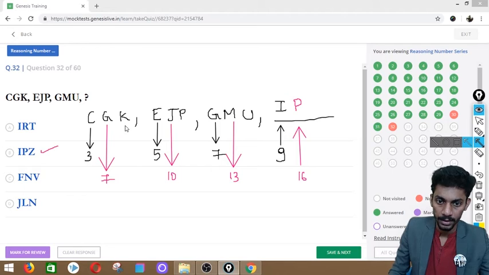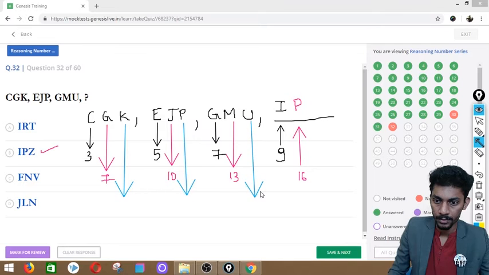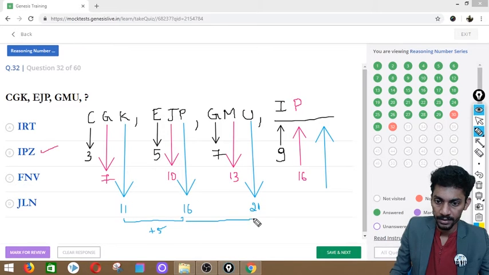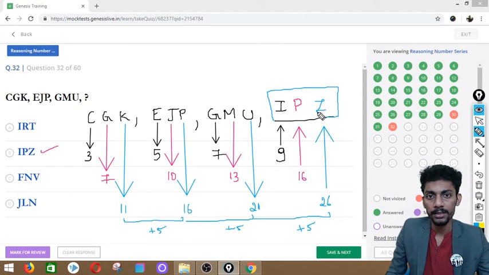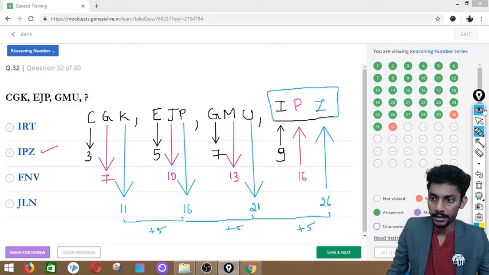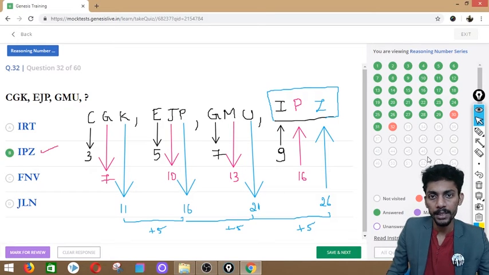Okay, last one, that is K, P, U. And what's the answer? Correct. So K is the 11th letter, P is the 16th letter, U is the 21st letter. The difference here is 5. So next should be the 26th letter. Which is the 26th letter? It is nothing but Z. So I, P and Z is the answer for question number 32. Clear? That is option B. Mark option B and go for the next one.